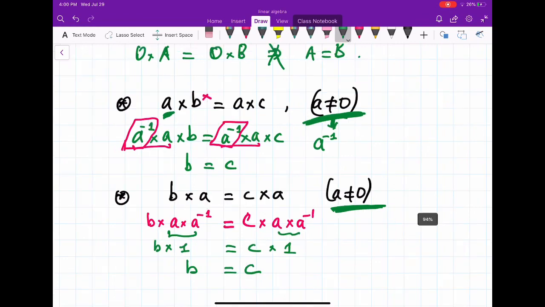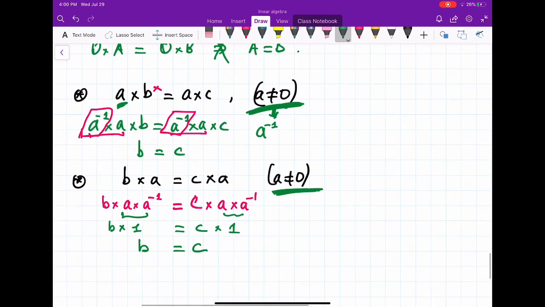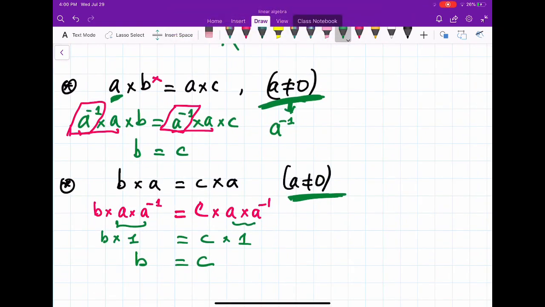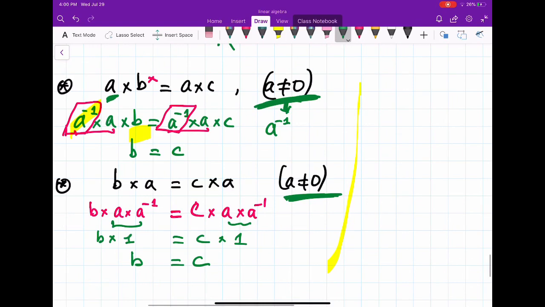Okay, why did I mention this? For scalars, of course, there's no difference, right? Because scalar multiplication is commutative. So you multiply with A from the left or from the right, that's okay. But for matrices, that is important because, with A, B, and C, if you have AB equal to AC, you cannot just multiply with A to the negative 1 from any side.